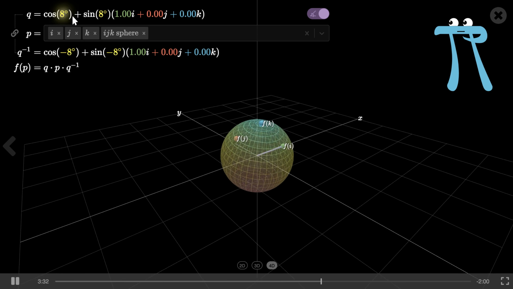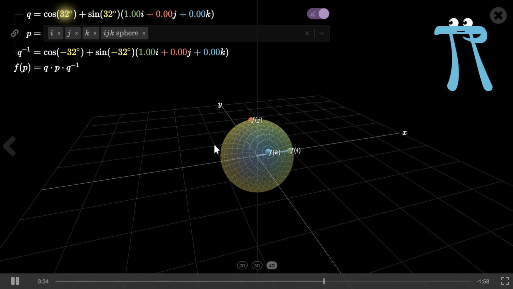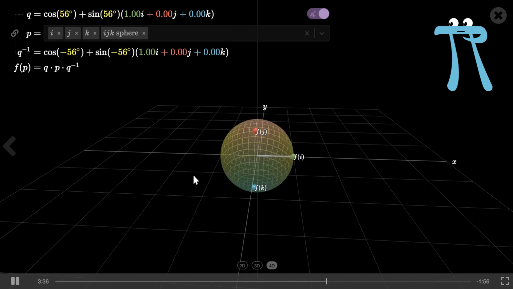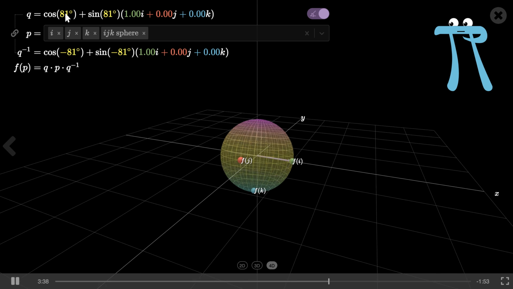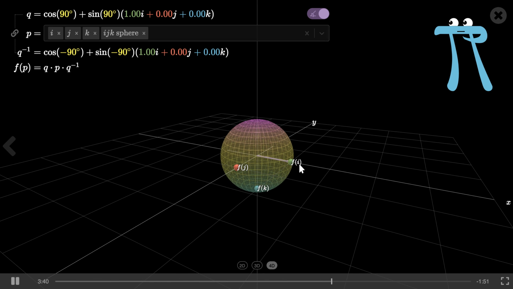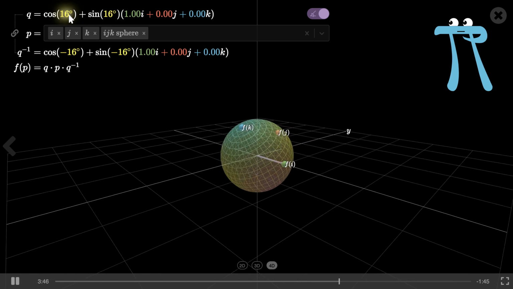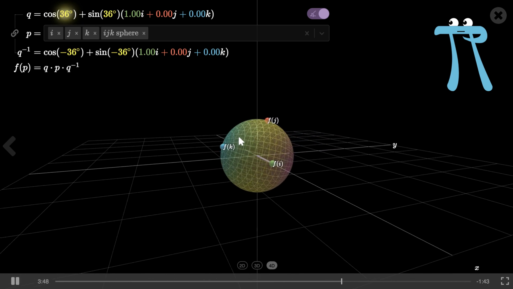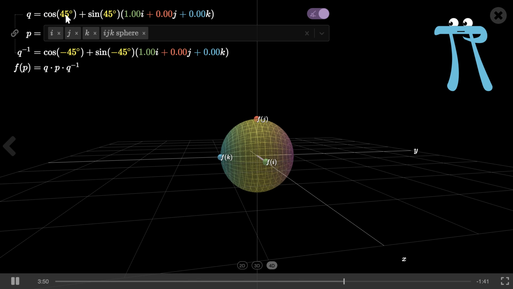So the first thing you'll probably notice in doing this is that everything is rotating about the x-axis, which corresponds to the number i. Now, another thing you might have noticed is that there's a certain angle doubling thing that happens here. Notice, when we change this angle from 0 up to 45 degrees, the sphere is actually rotated 90 degrees. And if I push that up to 90 degrees, the sphere has actually rotated 180 degrees.